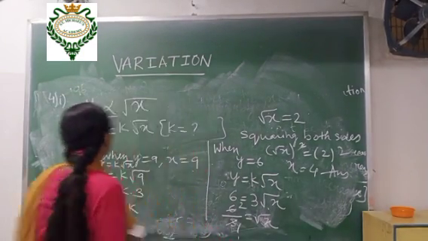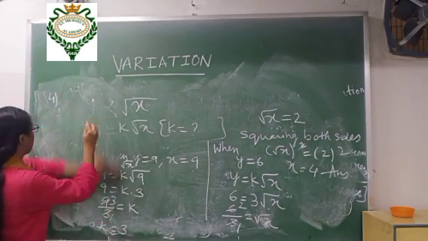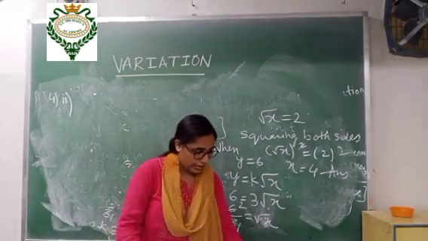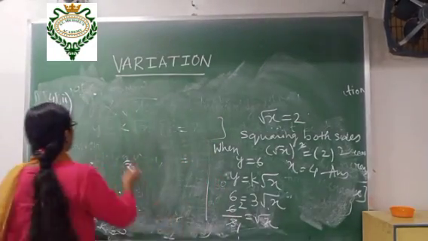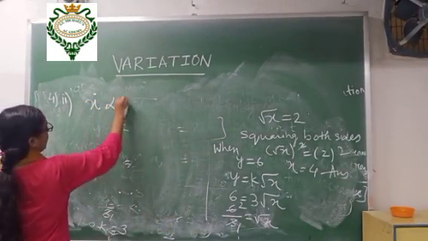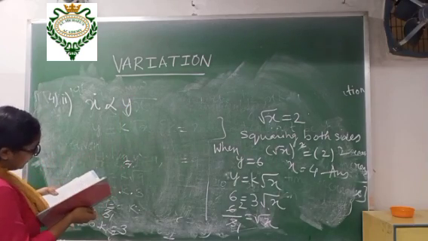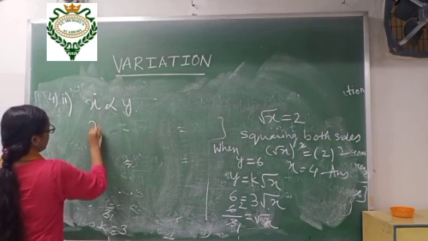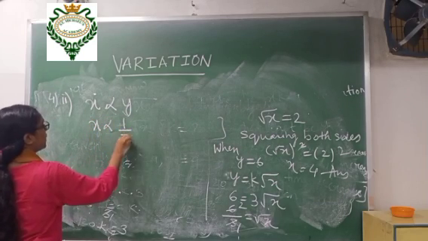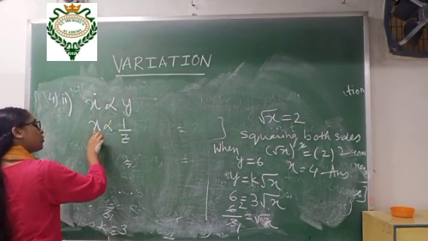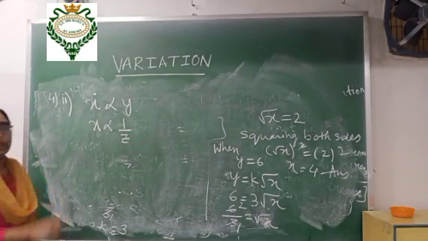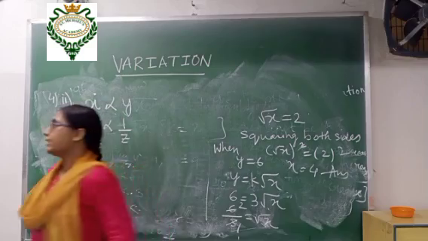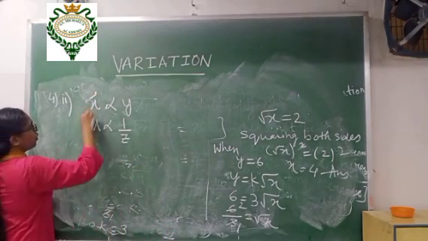After doing this one, come to 4.2. Now what is the question? x varies directly with y. After that, they are saying and inversely with z. It means x also varies inversely with z. First x varies with y, then x also varies inversely with z. Now you can see there are 3 variables, which means joint variation.